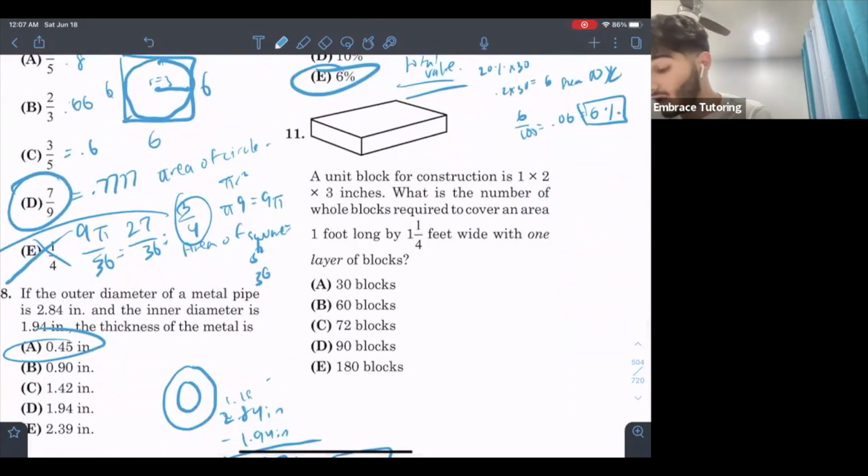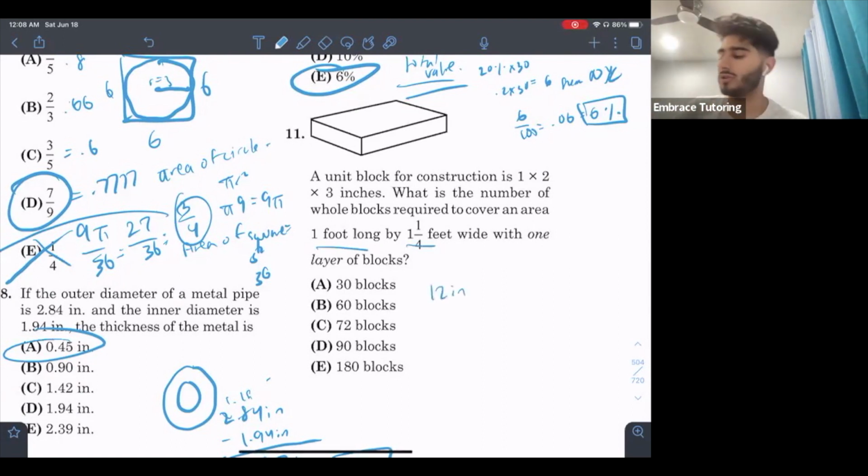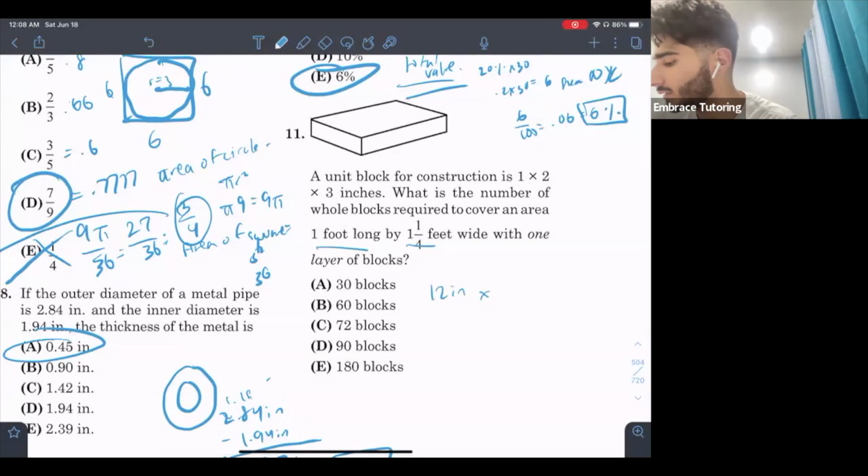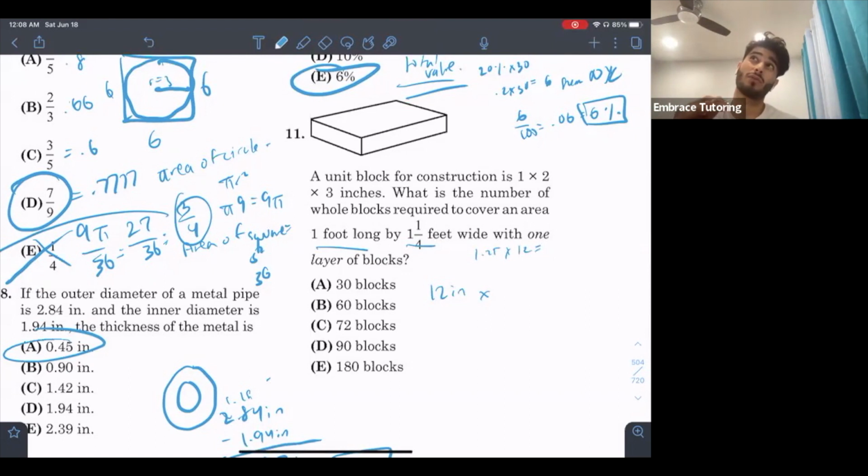11. A unit block for construction is 1 times 2 times 3 inches. What is the number of whole blocks required to cover an area 1 foot long by 1.25 feet wide with 1 layer of blocks? So you have a 1 foot long by 1.25 feet wide width. So you would have 12 inches. Since everything is in inches, you should keep it in inches. So it'd be 12 inches times 1.25 times 12, 1/4 of 12 is 3. So 12 plus 3 is 15.